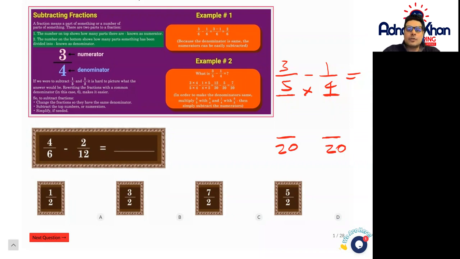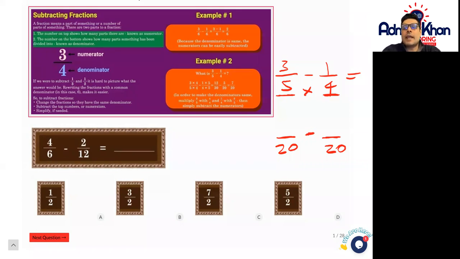Now the reason we've chosen a denominator of 20 is because 5 can divide into 20 4 times. So 5 times 4 is 20. And 4 can also divide into 20 5 times. And as a result, both 5 and 4 are divisible into 20. Okay, so now we've got our new common denominators here.